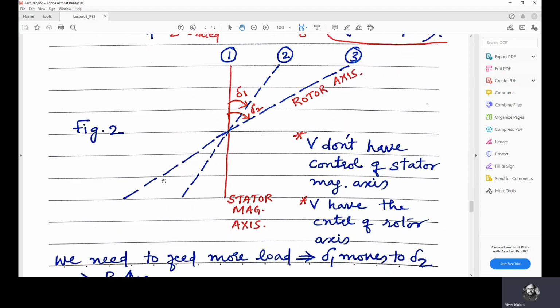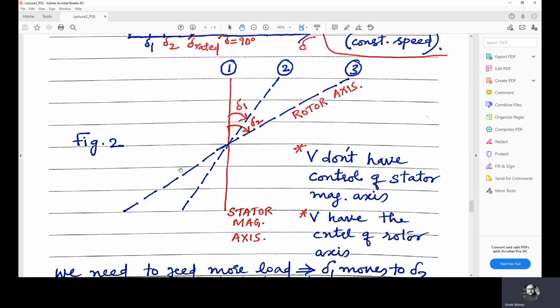Now we don't have control of the stator magnetic axis. We have control over the physical rotor axis only. That's why we have taken here the stator magnetic axis as the reference.